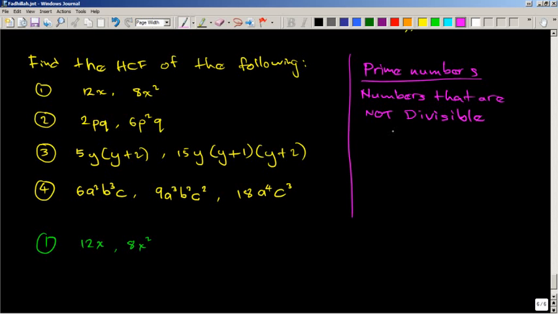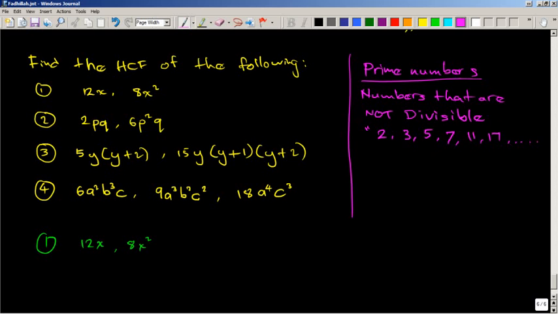Contoh dia: 2, 3, 4, no. 4 boleh divided, so no. So 5 cannot be divided with any number but itself and 1. Not divisible. 7, apa lagi? 11, apa lagi? 17. Okay, yang lain tu tak payahlah. At least these are the prime numbers: 2, 3, 5, 7, 11 and 17.